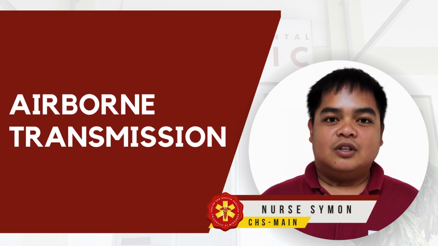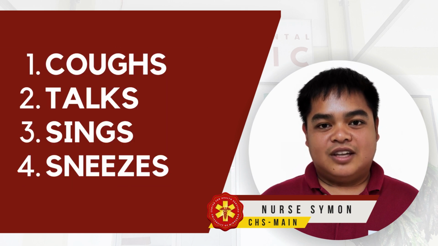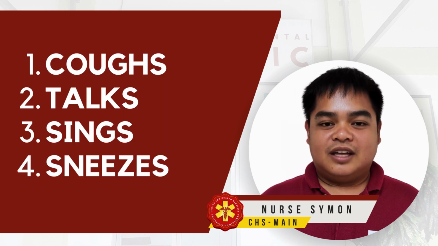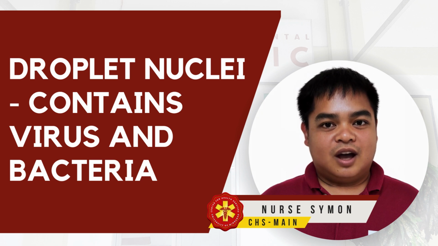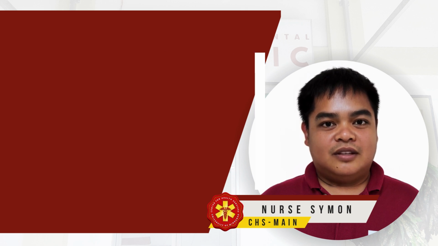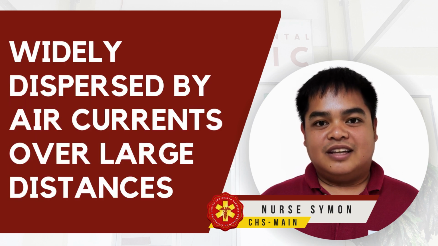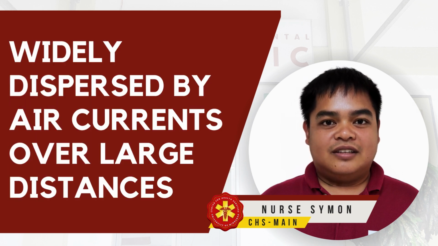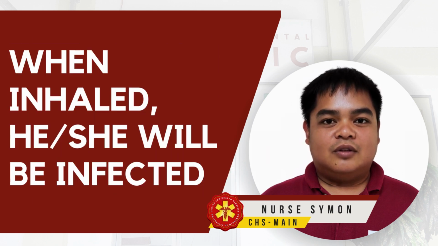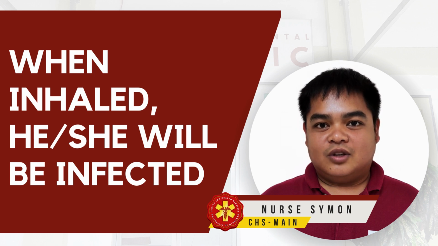Airborne transmission occurs when an infected person coughs, talks, or sings and aerosolizes very small particles called droplet nuclei containing viruses or bacteria. These droplet nuclei remain suspended in the air for long periods and can be widely dispersed by air currents over large distances. When another person inhales these small particles, he or she will be infected and potentially become ill.